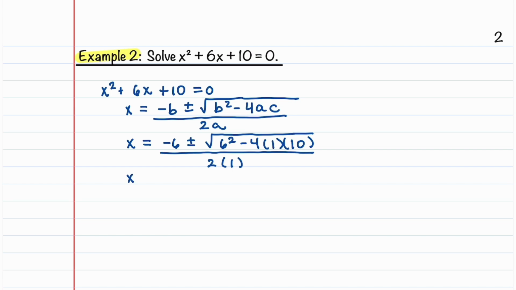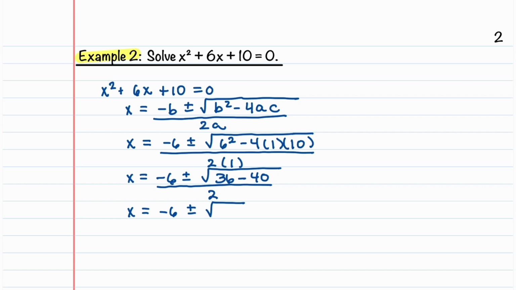Now let's simplify. We have x is equal to minus 6 plus or minus the square root of 36 minus 4 times 10, which is 40. And then we have a 2 in our denominator. Let's keep going. We have x is minus 6 plus or minus the square root. 36 minus 40 is minus 4.